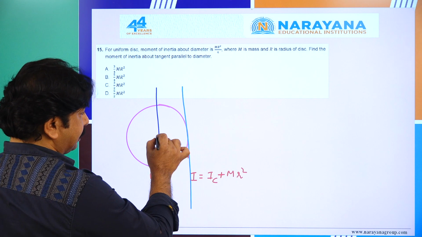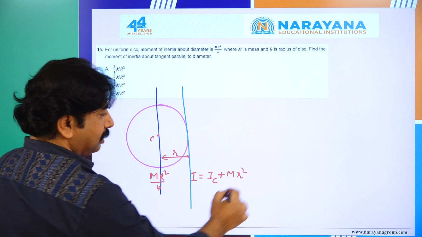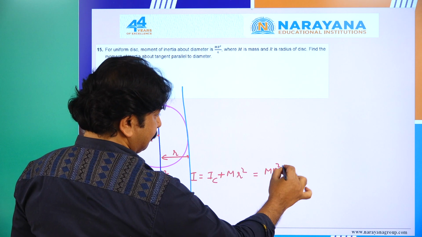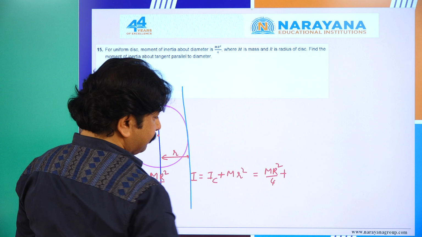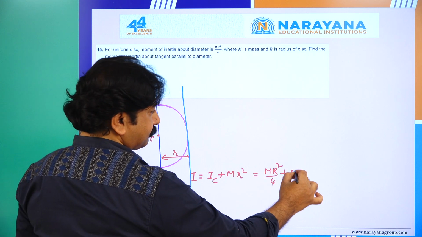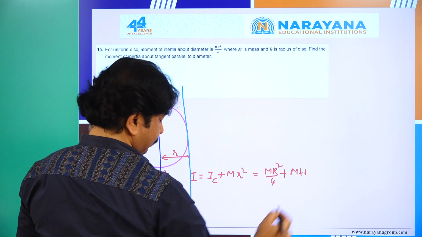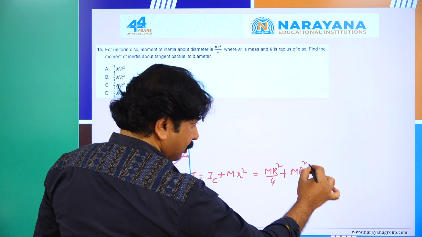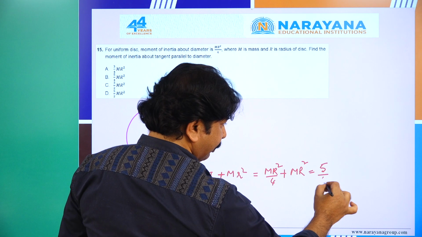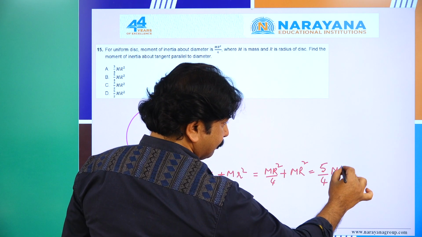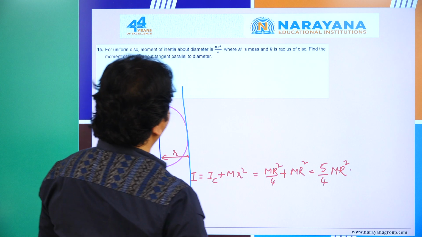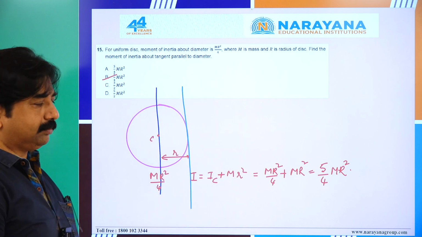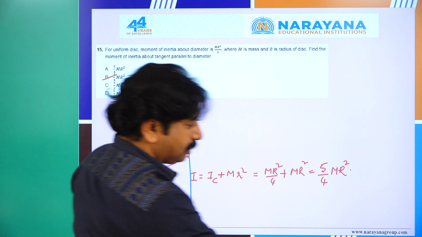IC is nothing but this is the center of mass. So this is equal to, we know, mr square by 4 plus m into r square only. Total one is the 5 by 4 mr square. So now here the answer is the second one only. Now I am going to the next question.